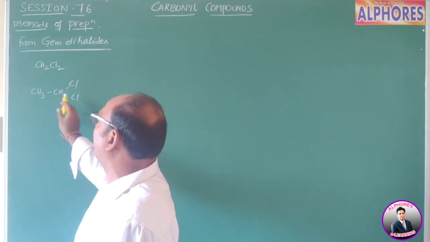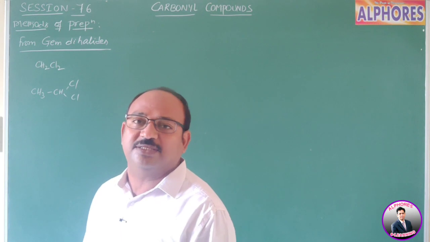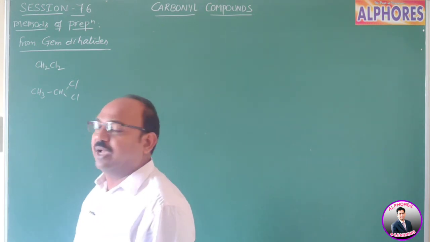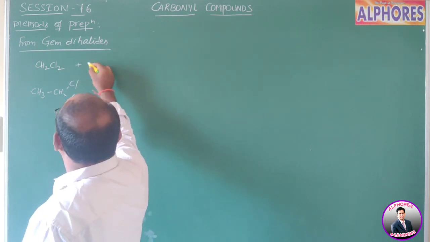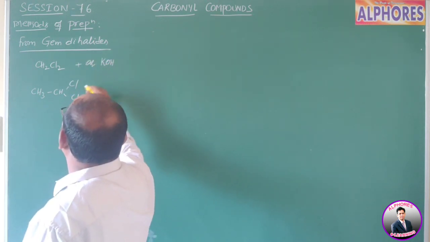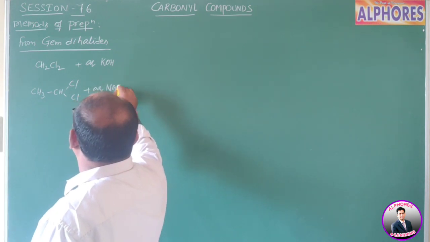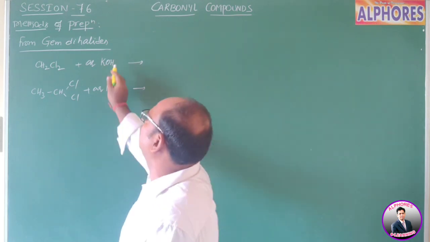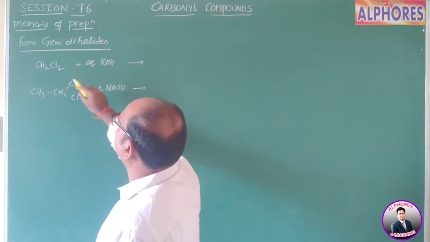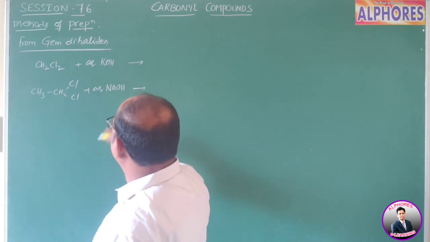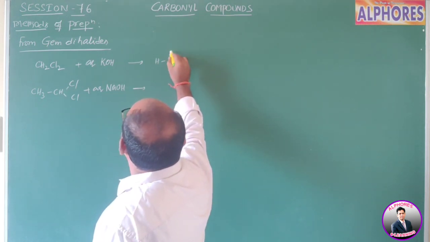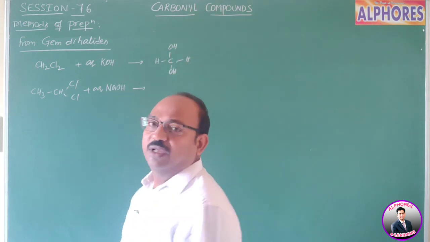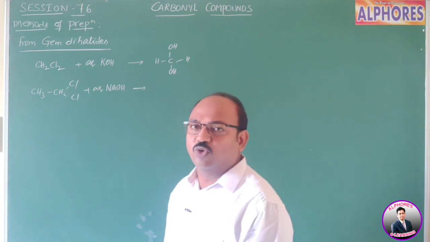Vicinal we learned: if the two chlorine atoms are attached to two different, adjacent carbon atoms, that is what we call vicinal dihalides. Now geminal dihalides upon hydrolysis in presence of aqueous alkali, aqueous NaOH or aqueous KOH, simply aqueous alkali, undergo a substitution reaction, SN2 mechanism, and Cl will be displaced by OH. Then we get H, C, OH, OH, H, like this.